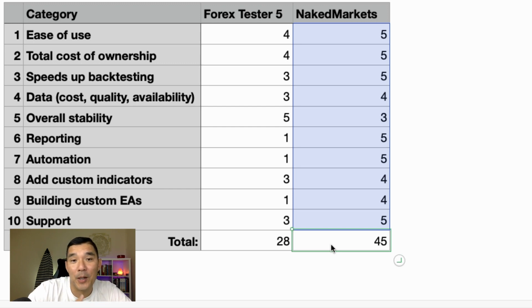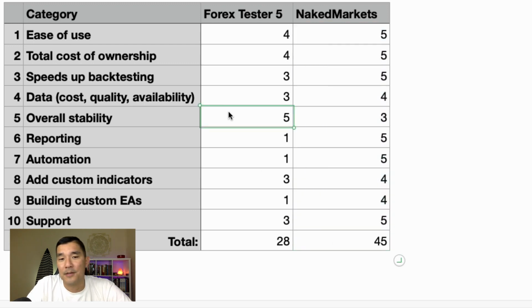So the only category where Forex Tester 5 really does have an advantage is in overall stability, and that's just because the software has been around longer. I'm very confident that Naked Markets will become very stable in the near future because they are doing so many bug fixes, and they are so good at fixing issues in the software. All right, so that's my analysis of Naked Markets versus Forex Tester 5. I believe Naked Markets is a much better product.